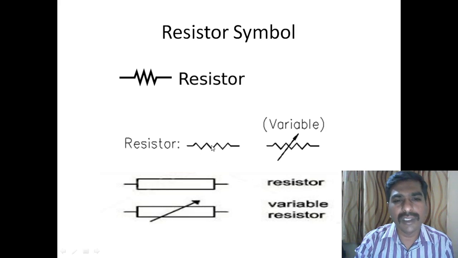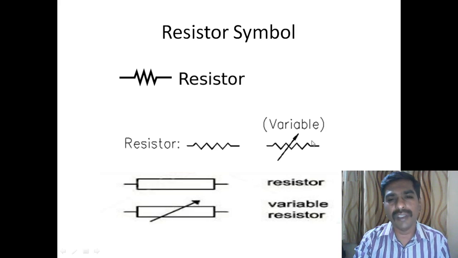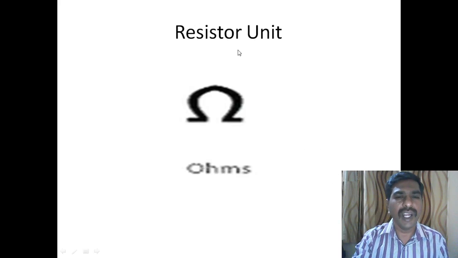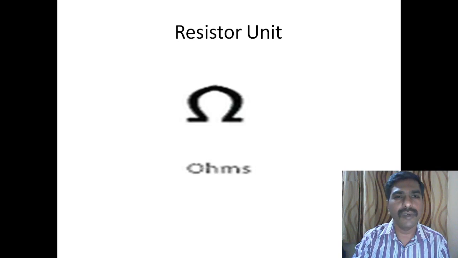This is the symbol used for a fixed resistor, and this is for a variable resistor. In some textbooks they use a rectangular box for a resistor, and a rectangular box with the arrow mark is a variable resistor. And this is a unit, we call it ohm. As you can see in the diagram, it's 22 ohm. This is the unit we use. I'm going to explain this in detail in the next coming session.